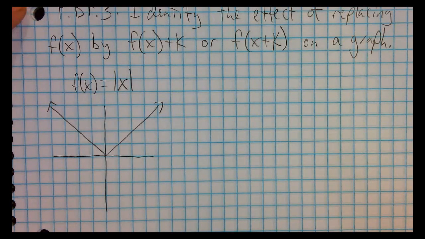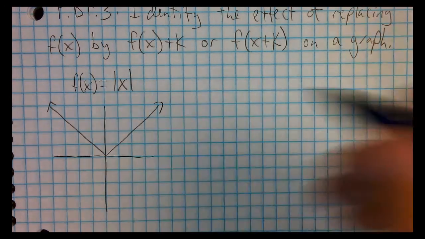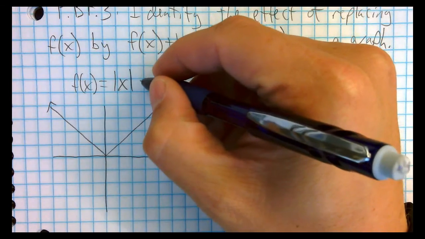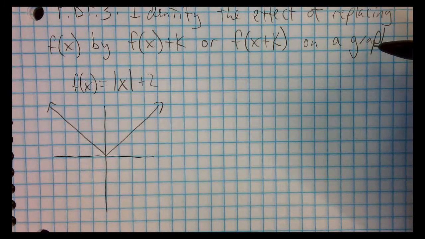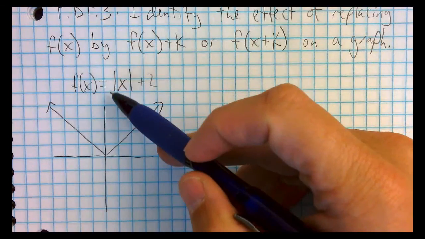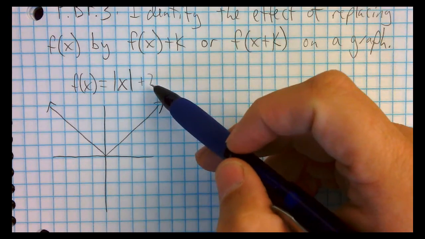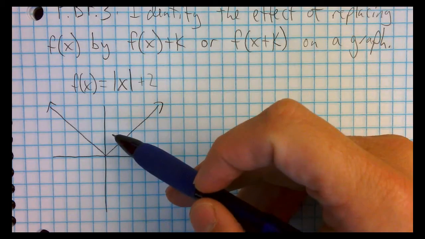Okay, so now let's throw something on to the end of that. Instead of graphing absolute value of x, let's graph the absolute value of x plus 2, for example. Well, if we think about this for a second, what that is going to do is whatever my x value was, it's just going to add 2 to it. So let's look at a couple points and see what it does to the graph.